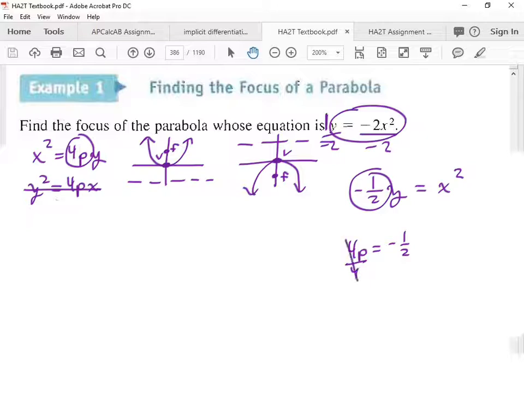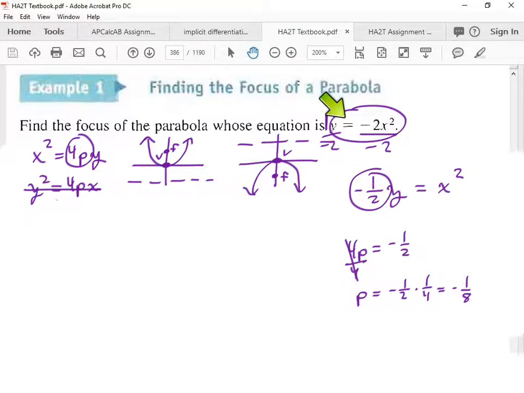So I'm going to divide by 4. And dividing by 4 is the same as multiplying by 1/4. So I'm going to multiply this side by 1/4. And so what do I get? -1/8.